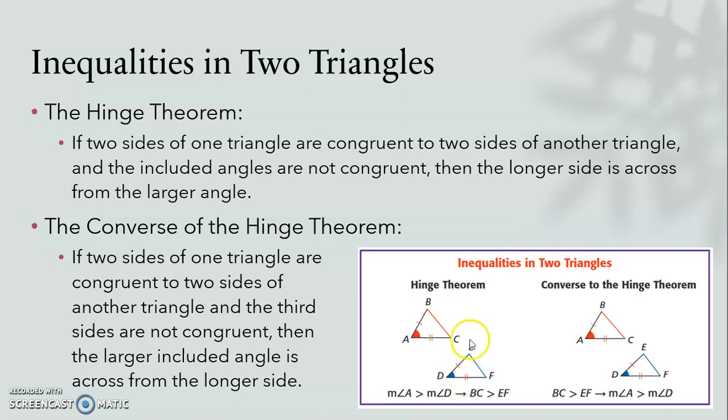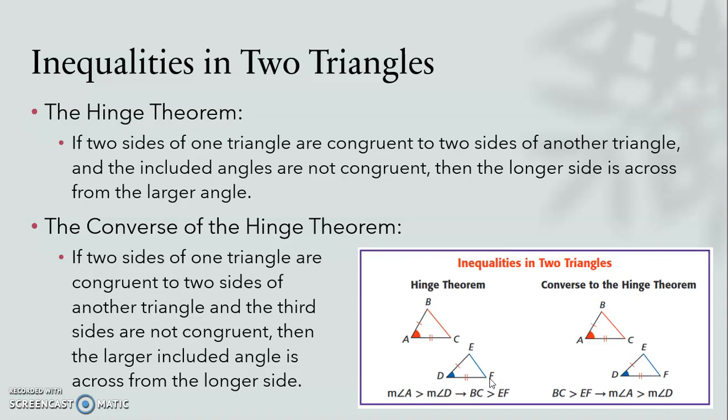The hinge theorem is the theorem we're talking about in this lesson. And it says that if you know that there are two pairs of congruent sides in the triangles, and you know how the included angle, the angle that connects those two sides, compares to the included angle in the other triangle, you're allowed to compare the sides that are across from the angles. So if I know that angle A is bigger than angle D, then I can conclude that BC is bigger than EF. That's the hinge theorem.